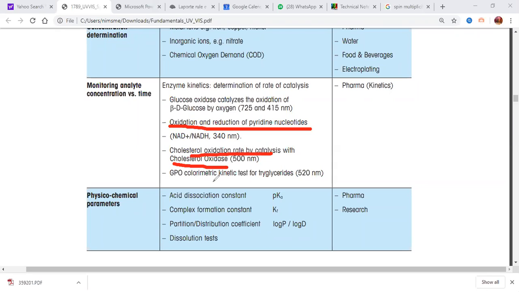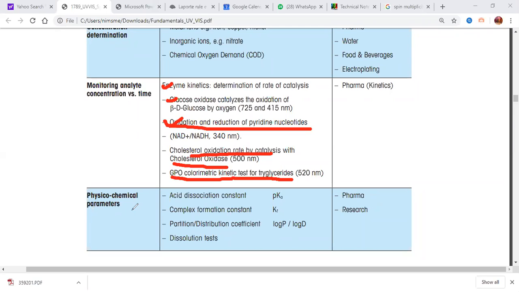GPO, colorimetric kinetic test for triglycerides. These three points are enough for monitoring analyte concentration versus time.